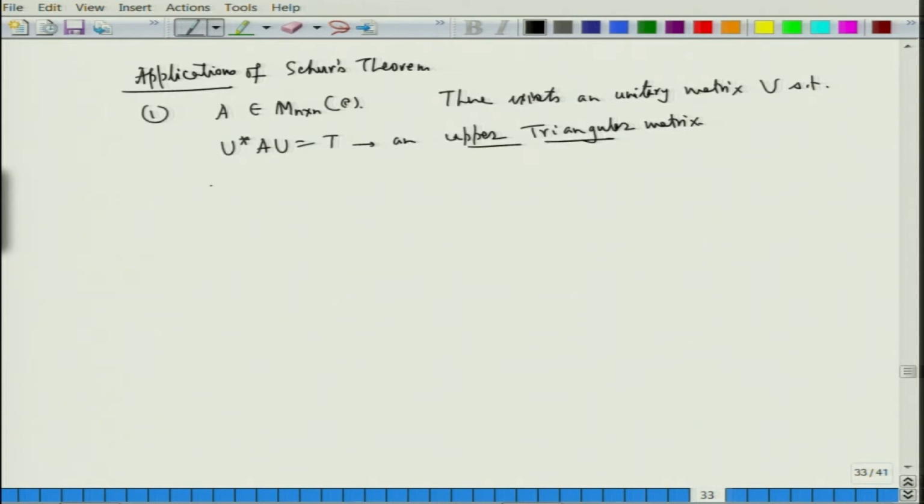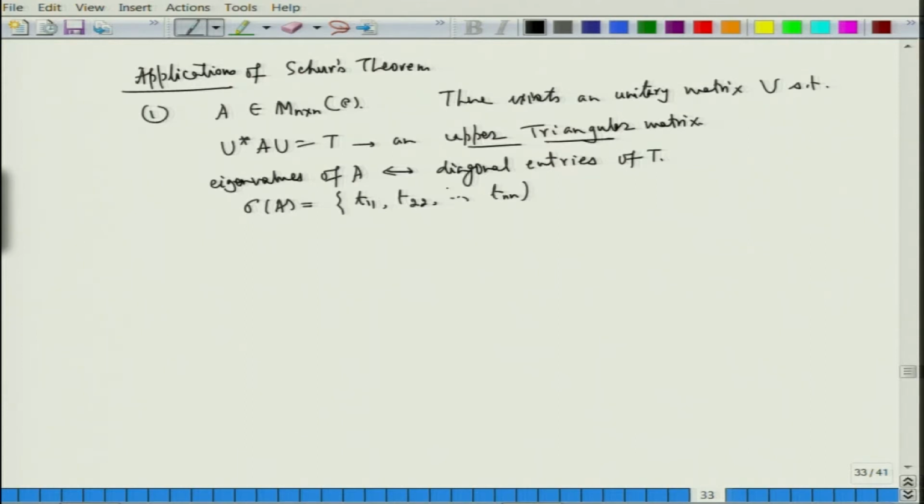Also, the eigenvalues of A were the same as the diagonal entries of T. So sigma A is the same as T11, T22, up to Tnn, where T is Tij, n cross n.